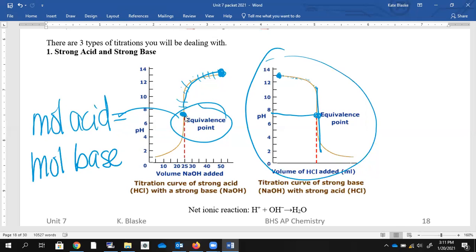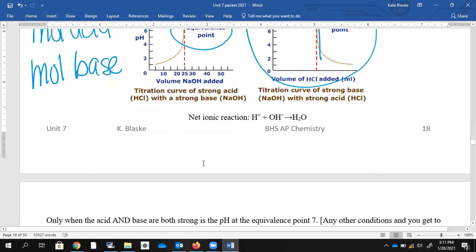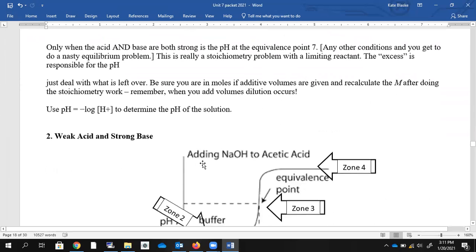So just by looking at the shape of the graph, we can tell what's happening. If I see that S curve going up, I know I started at a low pH, I started with an acid. If I see that S curve coming down, I know that I started with a base because I started with a high pH.